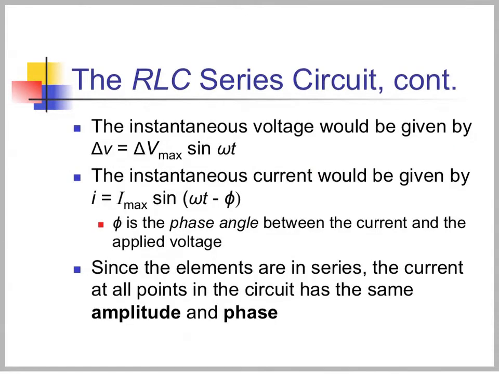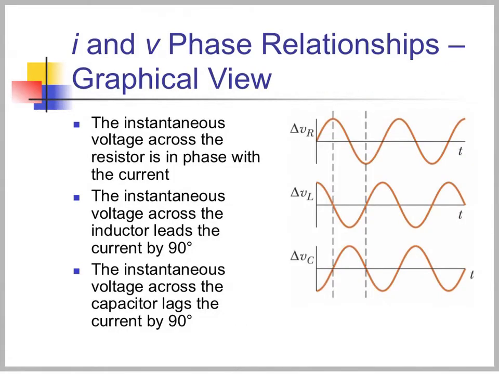So the instantaneous voltage of the source is delta V max sine omega t. And the instantaneous current is given in the circuit by I max sine omega t minus phi. Phi is called the phase angle between the current and the voltage in the circuit. So since the elements are in series, the current at all points in the circuit has the same amplitude and the same phase. Now we know the instantaneous voltage across the resistor is in phase with the current, but the instantaneous voltage across the inductor leads the current by 90 degrees, and the instantaneous voltage across the capacitor lags the current by 90 degrees.